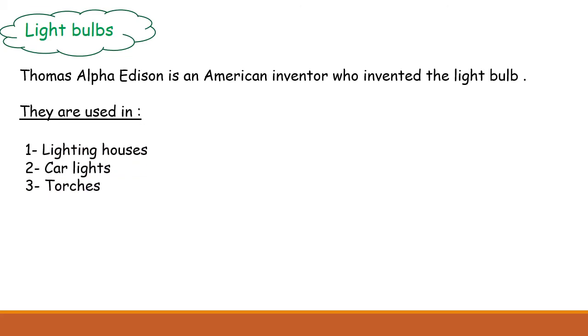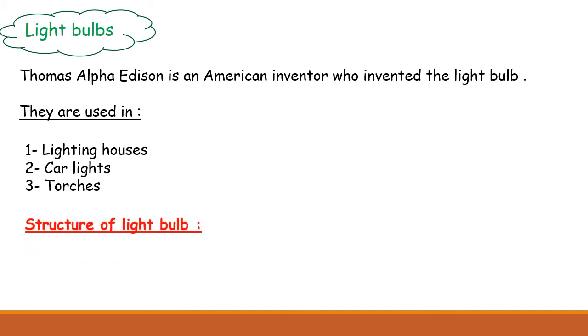We use it for lighting houses and for car lights. Miss Rasha, is the car light from the light bulb, this kind of electric lamp? Yes, this kind of electric lamp, which is called the light bulb. You can see there is a small light bulb inside the light of your car or your father's car. Also inside the torch there is a light bulb.